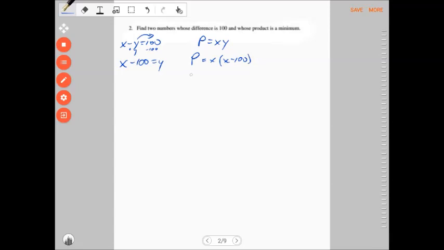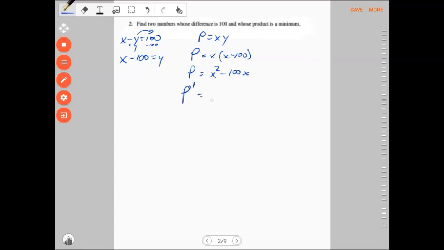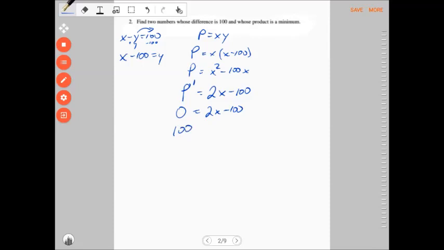Again, we can use product rule if we really wanted, but power rule is better. Well, not better, just faster. Okay, so there's our product. So our product prime, our derivative, is 2x minus 100. Okay, so we want the derivative to equal 0. That's where we get a maximum or minimum. So 2x minus 100, so 100 equals 2x, divided by 2, divided by 2. So x equals 50.